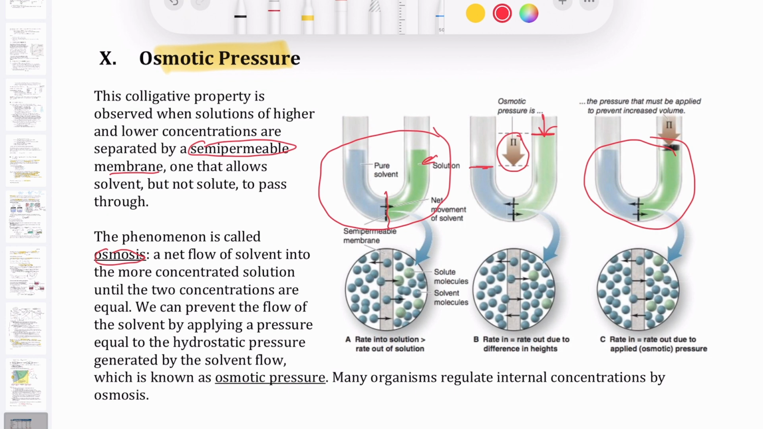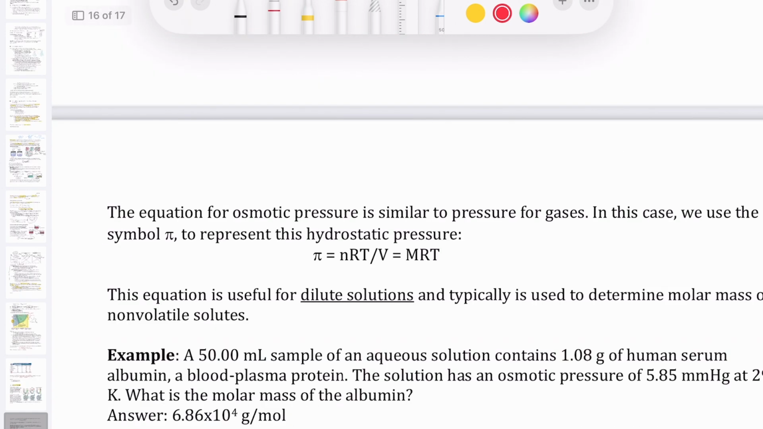Okay, we can actually calculate the value of the osmotic pressure by just looking at the molarity of the solution times RT. R here is your gas constant. It has the value of the pressure volume constant, which is 0.0821 liter atmosphere per mole Kelvin. And then your T is just your Kelvin temperature.